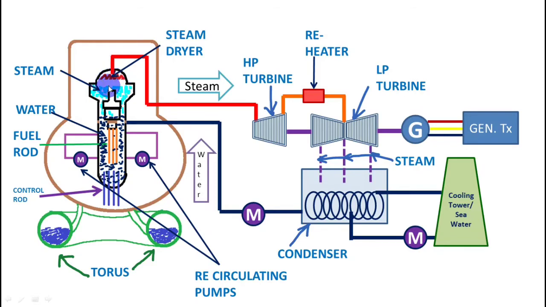Here there is a steam dryer. The steam contains some moisture, so the steam dryer dries the steam, and then the steam is fed to the high pressure turbine. From the outlet of the turbine, there is a reheater which further reheats the steam, and then it is fed to the low pressure turbine. This reheater is also called a moisture separator. So the entire steam is used.